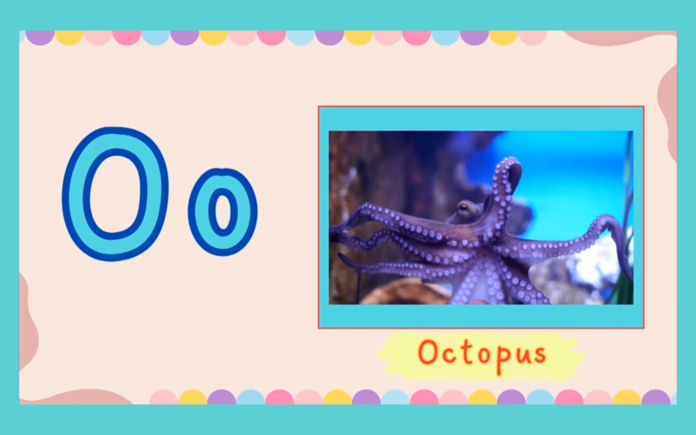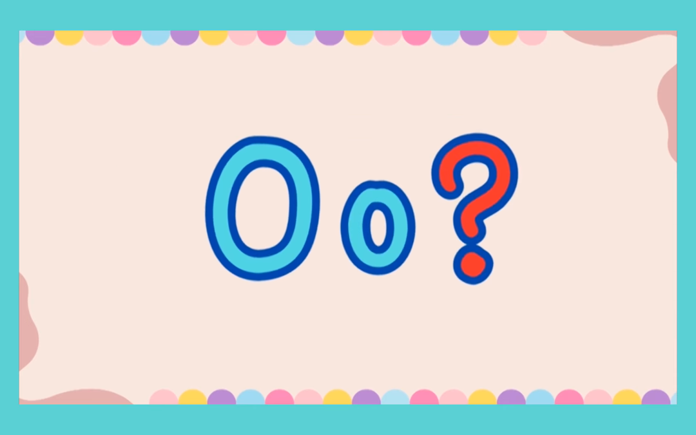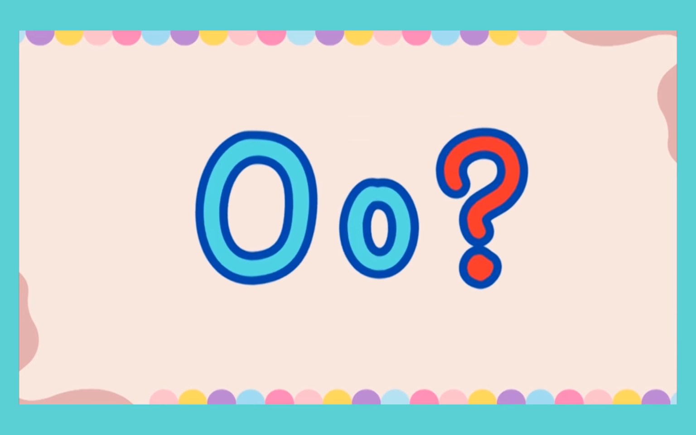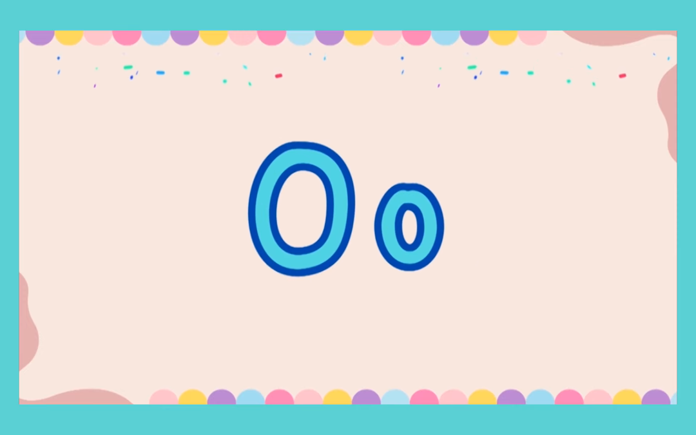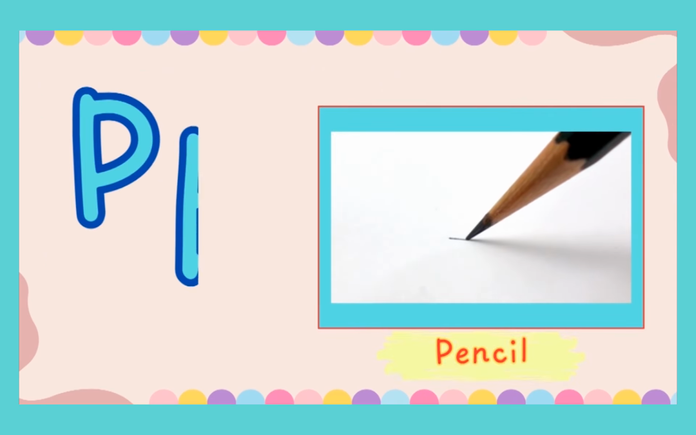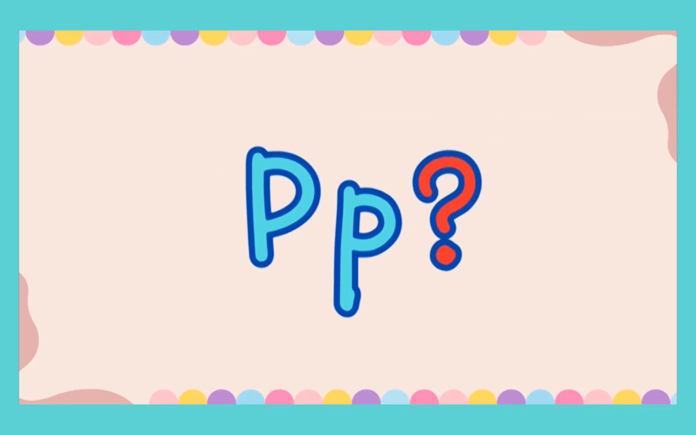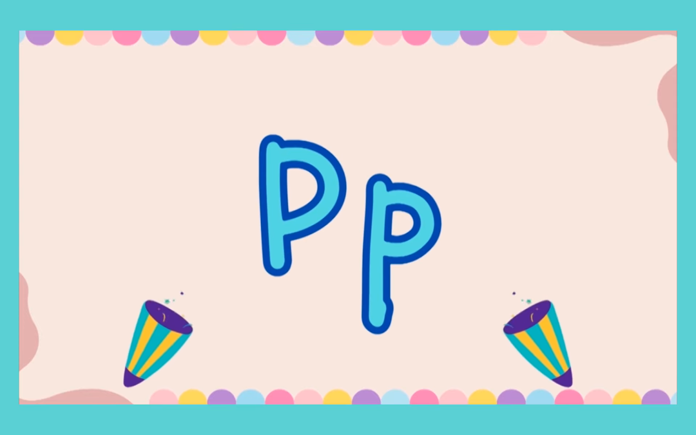This is letter O, and O is for octopus. What letter is this? O. Very good. This is letter P, and P is for pencil. What letter is this? Very good.